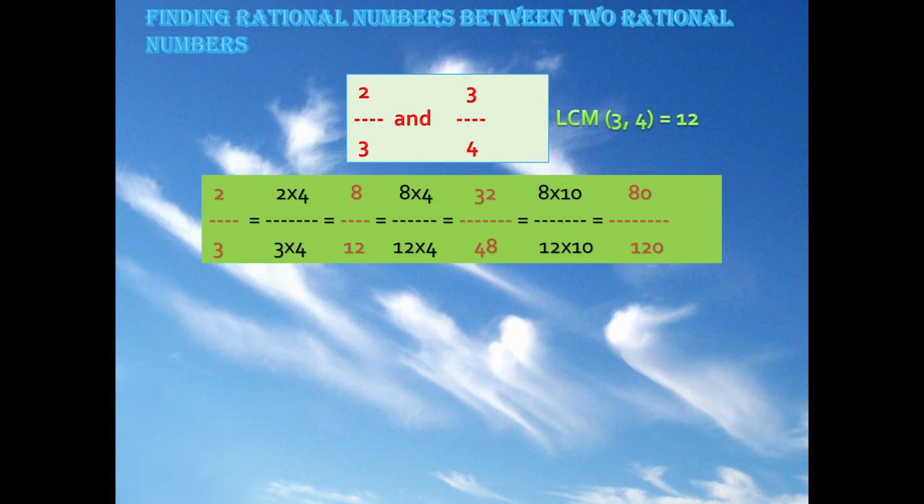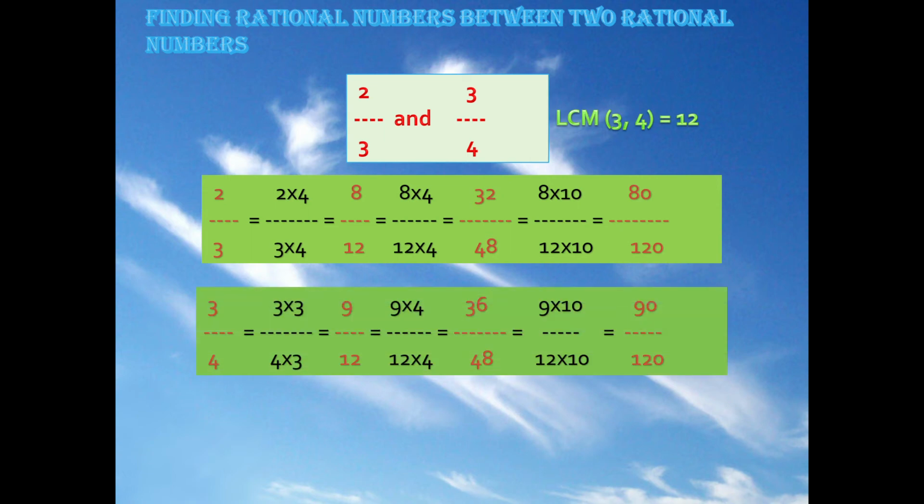We can take the denominator 12 or a multiple of 12. So 8 by 12, 32 by 48 or 80 by 120 all are equivalent rational numbers of 2 by 3. Just like this, for 3 by 4 also we can find the equivalent forms, which are 9 by 12, 36 by 48 and 90 by 120, by multiplying both the numerator and denominator with the same number.